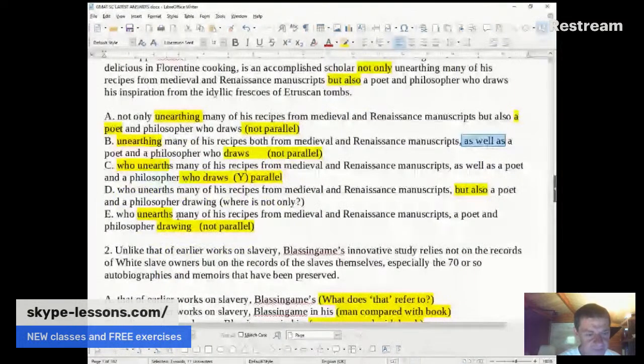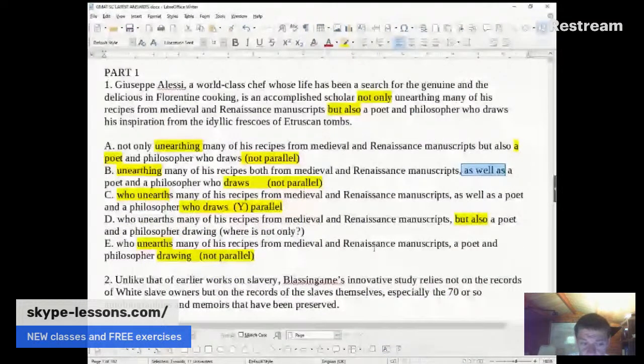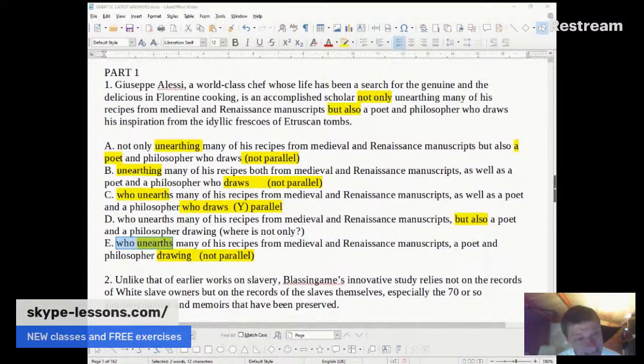Okay, and lastly, E, who unearths many of his recipes from medieval Renaissance manuscripts, a poet and philosopher drawing. So here you've got the participle describing poet and philosopher, but we've got the relative clause here describing first world-class chef. So I hope you can see that that's not allowed. Well, it doesn't sound very good. It sounds like bad style. And if you want to have good style, if you want to write essays that are unambiguous, that are powerful, that are clear, then please pay attention to the rules of parallel structure.